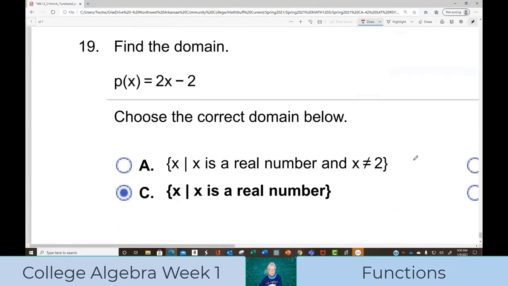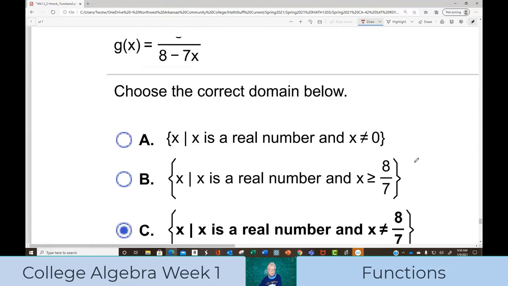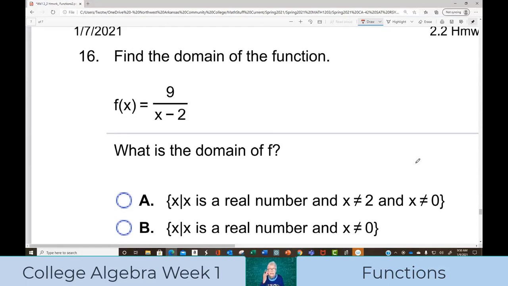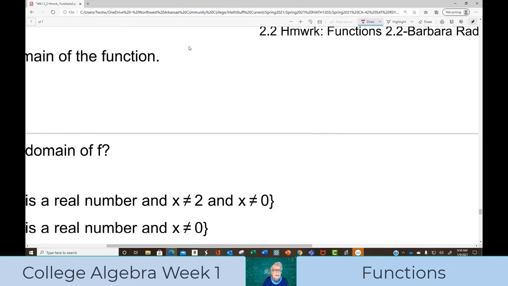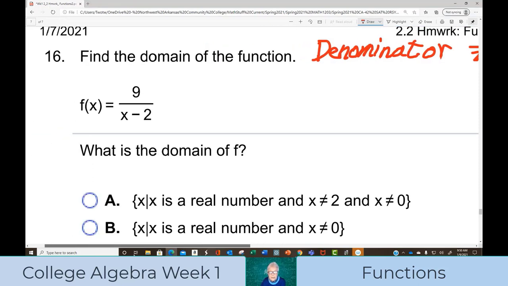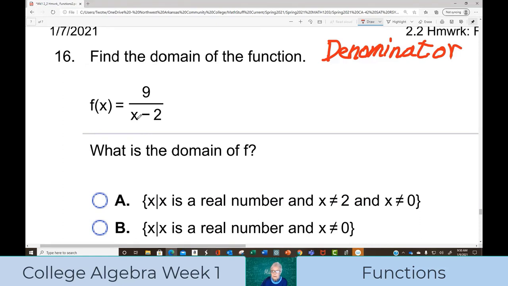All right, but we are only going to do one more, maybe two more. Just real fast, what is the domain of this function? Rule, very important rule. The denominator of a function cannot equal 0. Here you've got the denominator of a function. You have to make sure it doesn't equal 0.